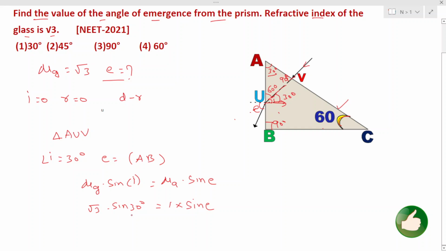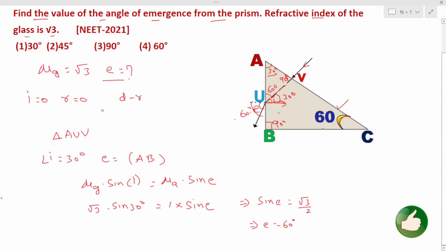Sine 30 is 1 by 2. Then what will I get? That implies sine E is equal to √3 by 2, which implies E is equal to 60 degrees. So that means this emergent ray will emerge with an angle of 60 degrees with the normal.